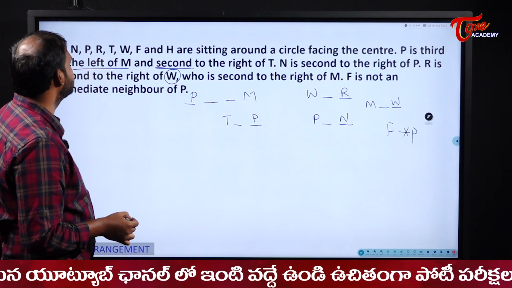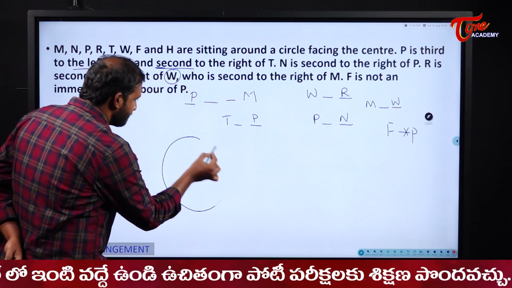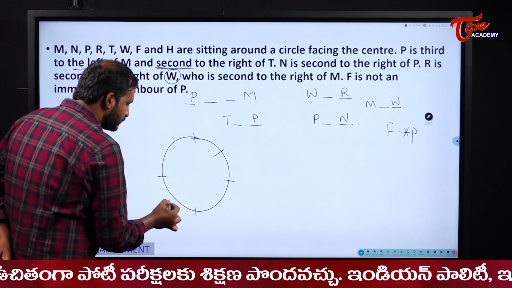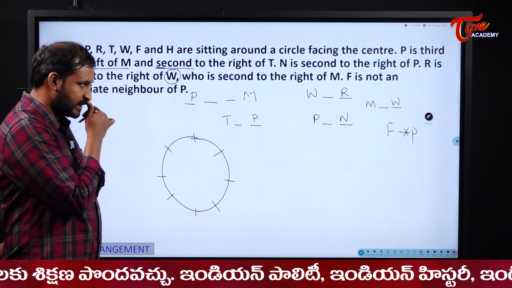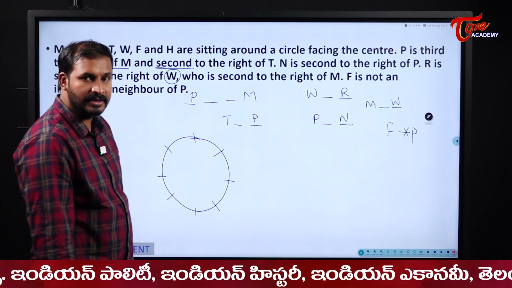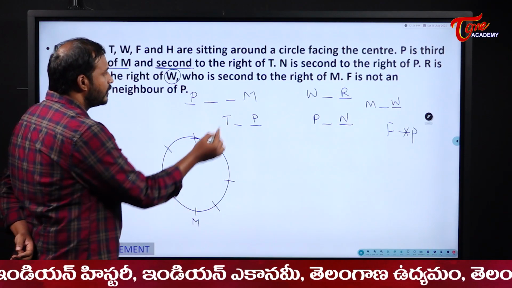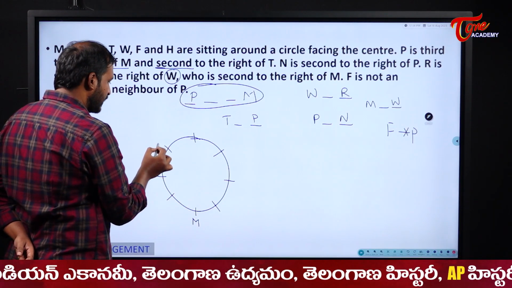Now total how many persons are sitting for us here? 8 persons are sitting around a circle. So what happens here is sometimes we need to do the trial and error method. So which one is the best one? See M, I have lots of M here. So I will go with M. If I take M here, to his third left I should have who? P. 1, 2, 3. I should have P.